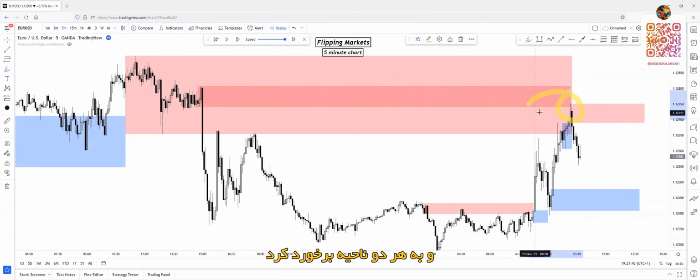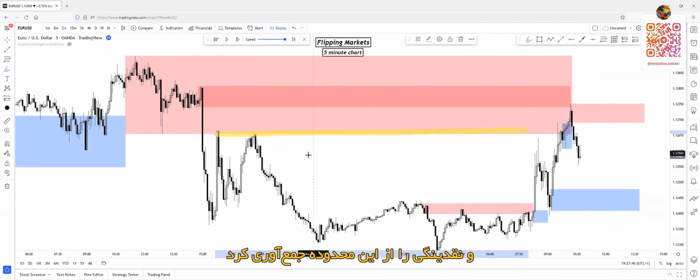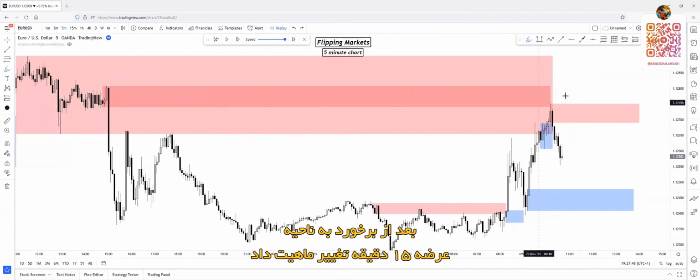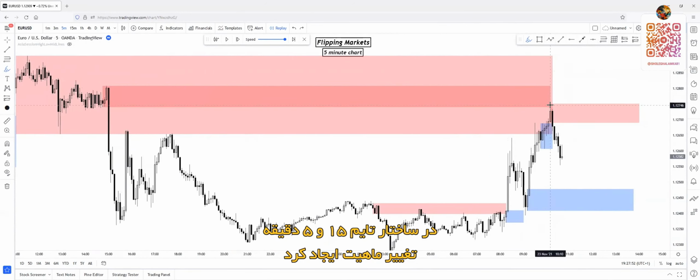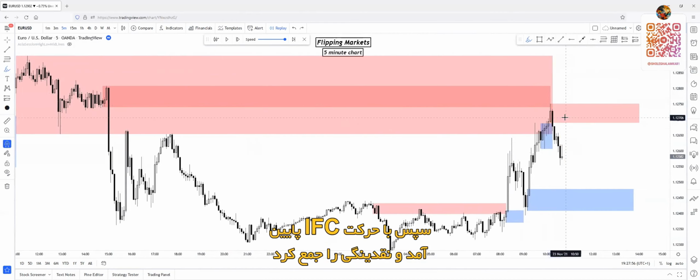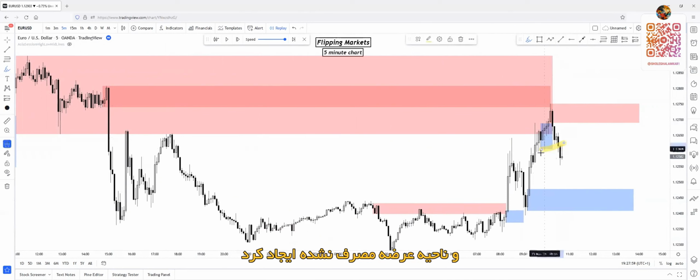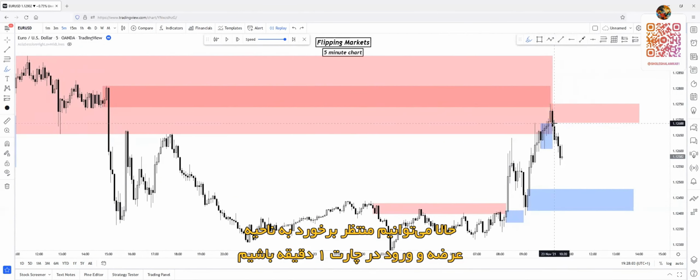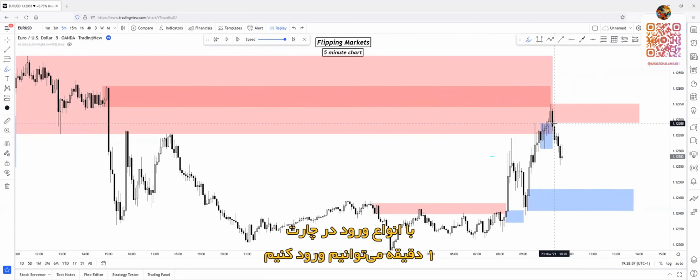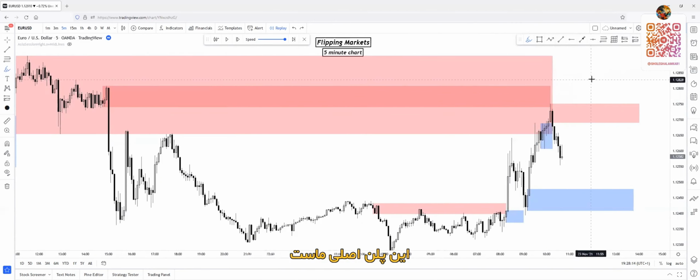Price tapped both of the zones, swept liquidity from this region, and changed character after the supply zone tap. After the 15-minute supply zone tap, it changed character on the 15-minute and the 5-minute structure. After it created an inefficient push to the downside, swept liquidity, and created a fresh supply zone, we can wait for the supply to be tapped and enter on the 1-minute chart with 1-minute entry models. Whether it's a flip, a change of character, or a continuation, we will enter a trade. That's our master plan here.